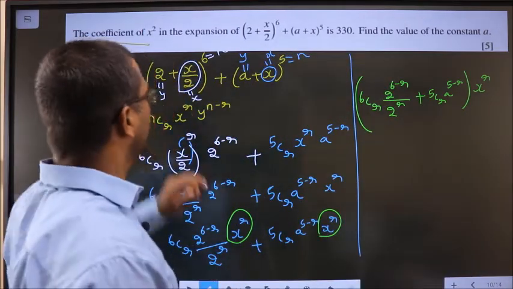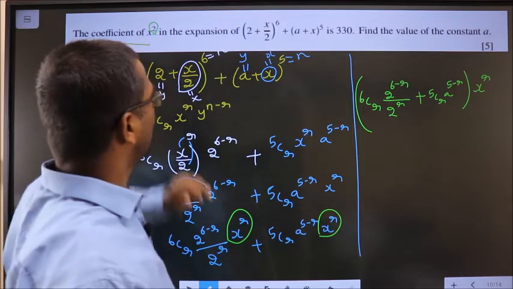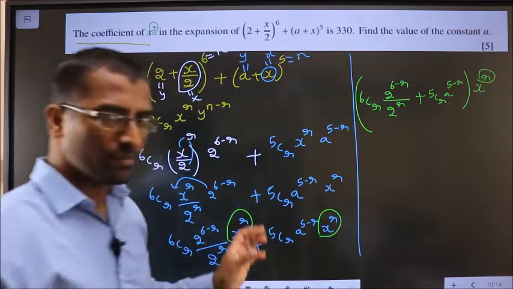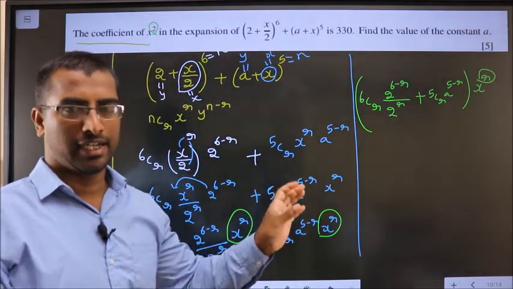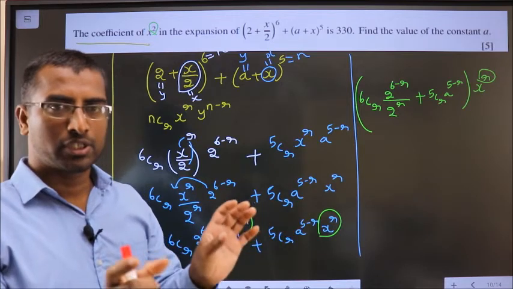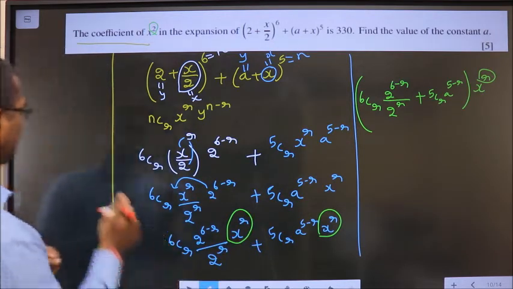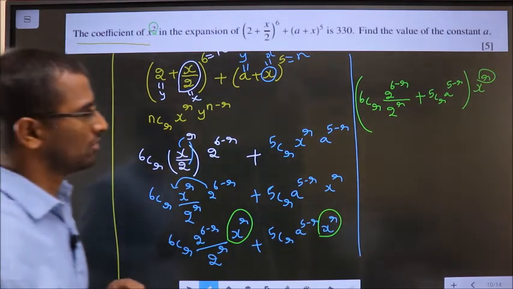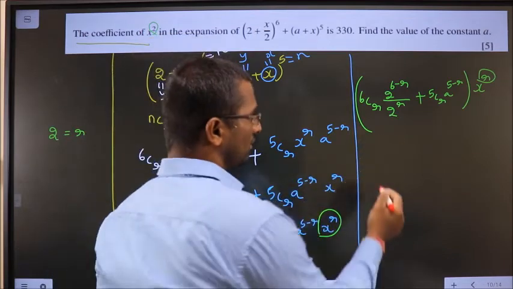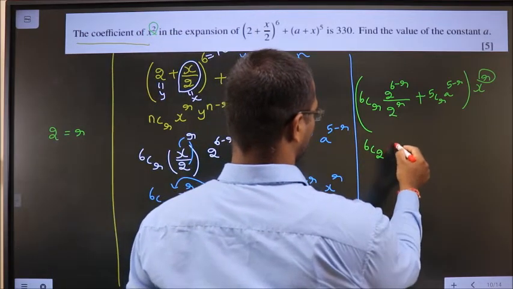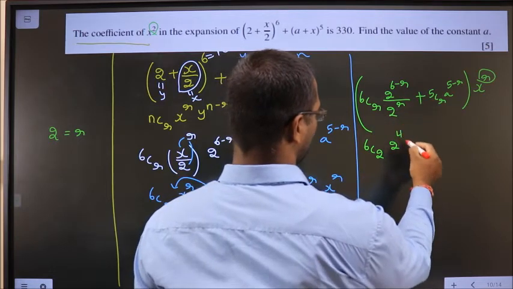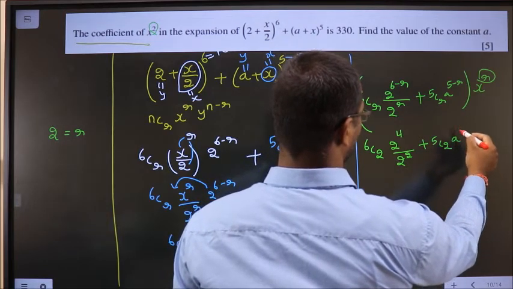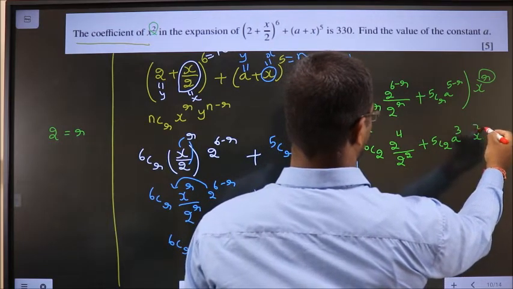Now given to us is the x^2 coefficient, and here I got x^r. Equate both the powers to get the value of r. So 2 equals r. So the value of r is 2. So replace that in this. So what do you get? 6C2 into 2^(6-2), which is 2^4, by 2^2, plus 5C2 into a^(5-2), which is a^3, times x^2.